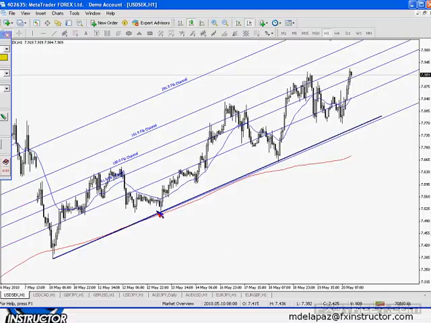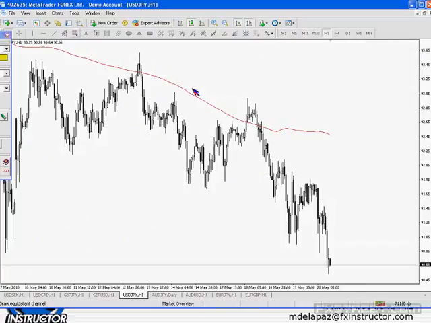Let's look for a chart that's dropping. Hey guys, what's the chart that's dropping? I guess dollar yen's dropping. Let's consider this as our primary swing. And okay, let's look at Aussie.